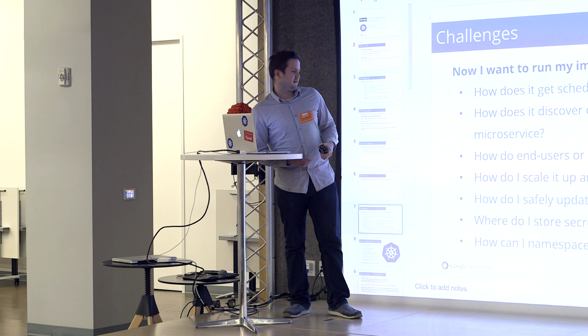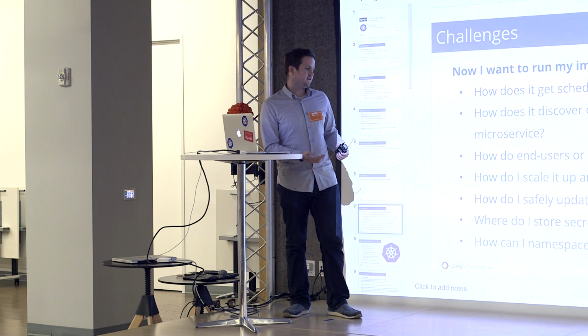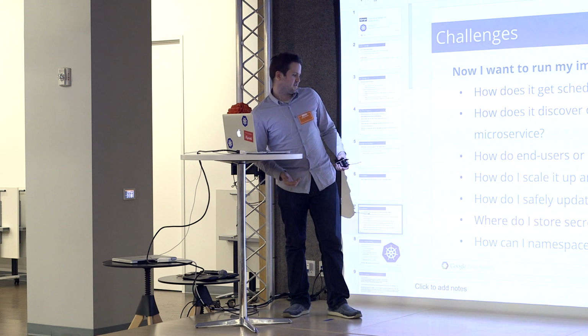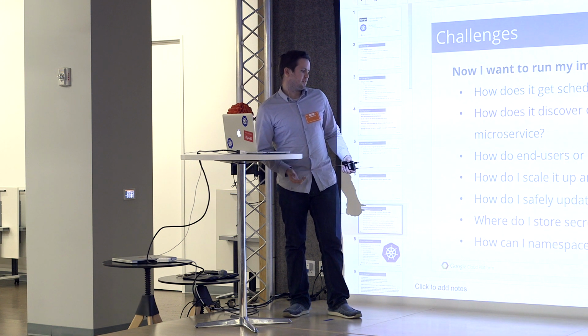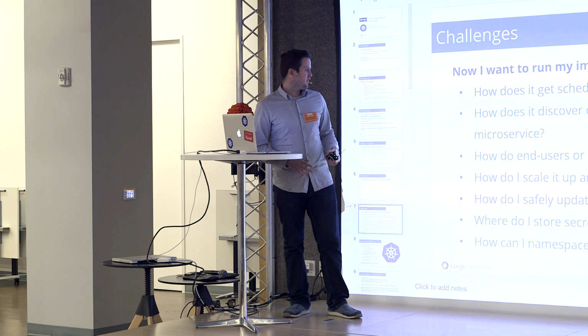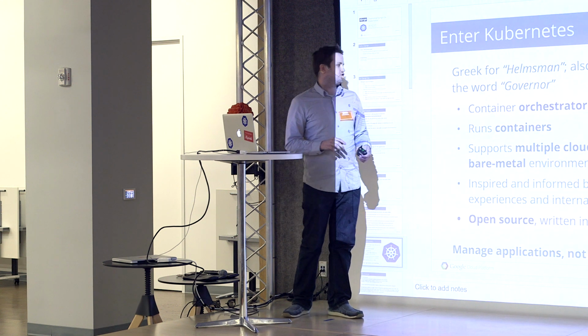How do I update it? How do I roll it back safely? How do I change it? If I have multiple images, I want to A/B test them, or I want to send out a few of them and canary test them before I roll it out to production completely. How do I do that? Where do I store passwords or SSL certificates? And how do I namespace my containers? Maybe I want to have a development and production completely separated. Maybe I want different teams to be totally separated. So these are a subset of problems, probably not even all of them, that Kubernetes attempts to address.